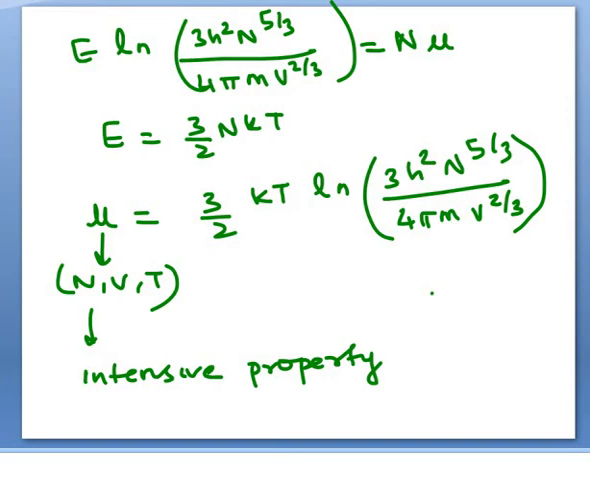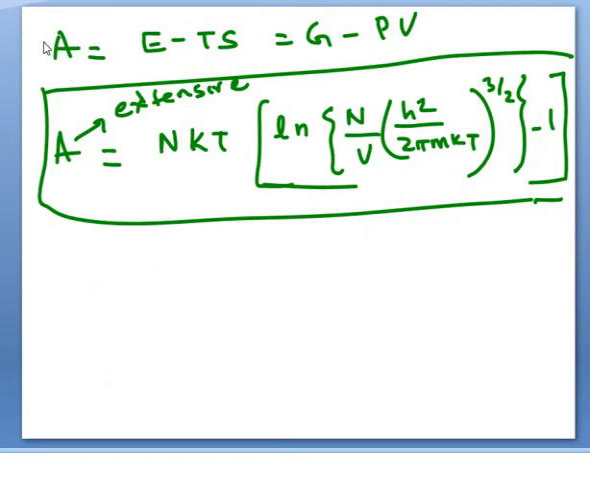Now moving further, we know this is the Helmholtz free energy, which is given by E minus Ts. E minus Ts can also be written as G minus PV, because G is actually E plus PV minus Ts. So we will write G minus PV. This expression we already know, and PV is equal to NkT, that also we know. So we will get an expression where A is equal to NkT ln of n by v times h square by 2 pi m kT raised to 3 by 2, minus 1.